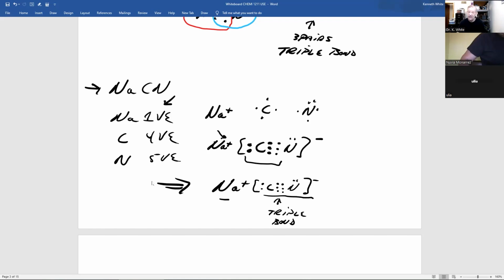So there are 2 different types of bonds, ionic and covalent. Remember, ionic is the transfer of 1 or more electrons from one atom or group of atoms to another atom or group of atoms. That's what the sodium did to the cyanide anion. Then a covalent bond is a sharing of one or more pair of electrons between two atoms, and that's what's between the carbon and nitrogen.